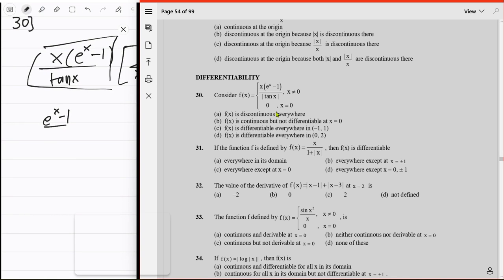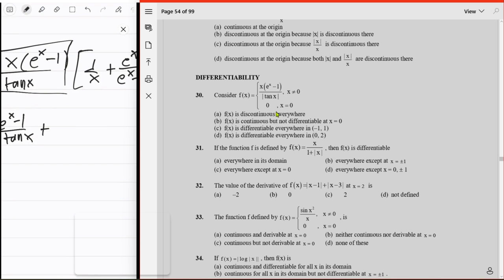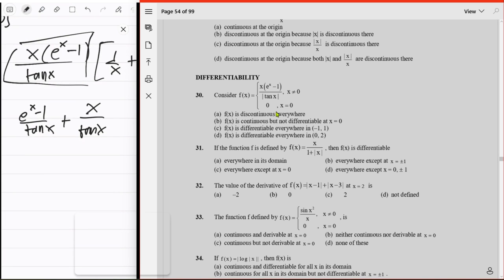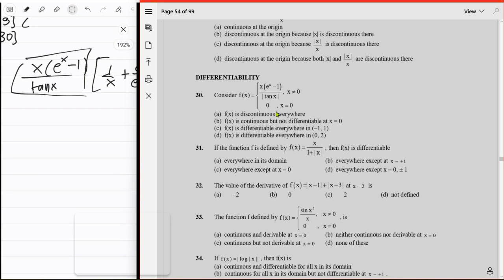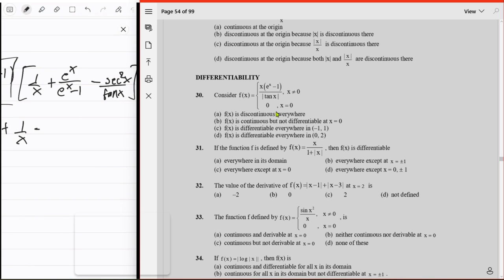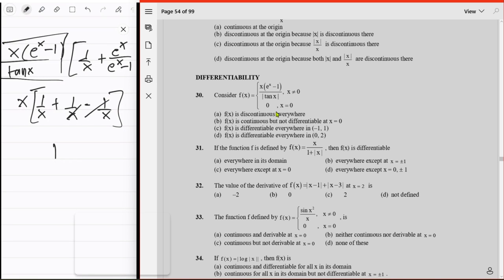Just e power x minus 1 upon tan x first of all. That's the first part. Then e power x just approaches 1 in any case. It's just x upon tan x, which is 1 approximately in any case. So just e power x minus 1. Just approximate everywhere. This will be x squared upon x, which is just x. This will be 1 upon x plus 1 upon x minus secant square x, is 1 upon tan x, x cancels 1. It's approaching 1. So the right hand limit is just 1.